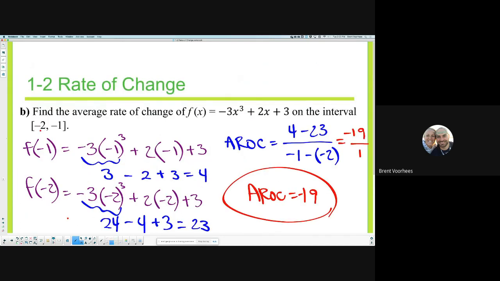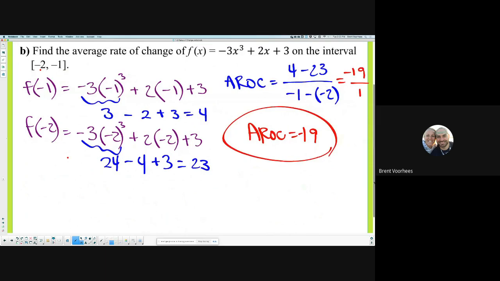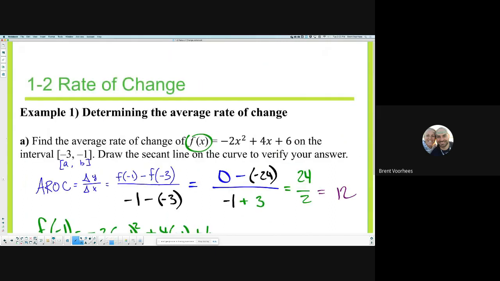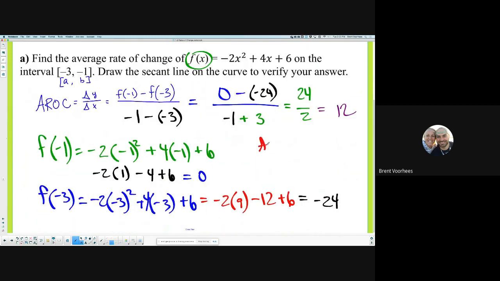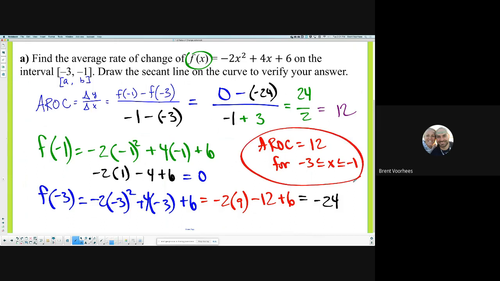And going back here, this average rate of change was negative 19 between what 2 points? Okay. And on part A, our average rate of change was 12. I never even circled this one up. Negative 3 to 1. All right.